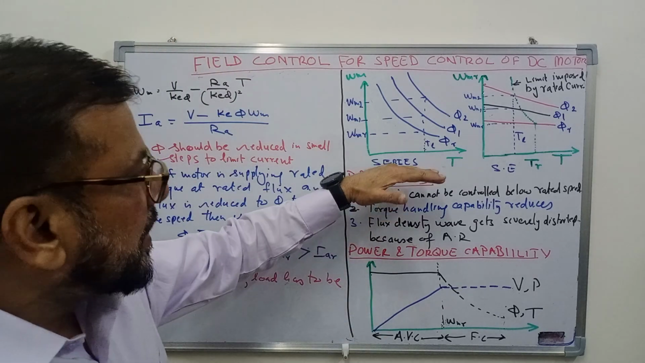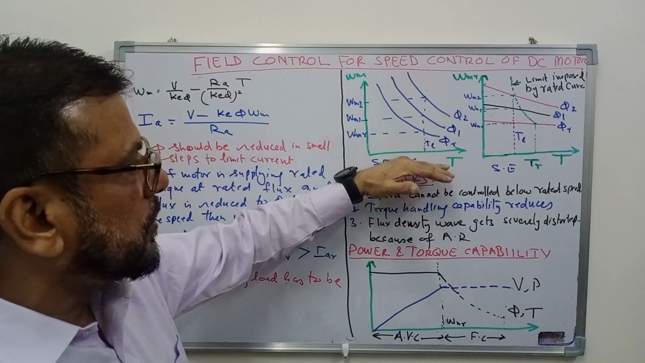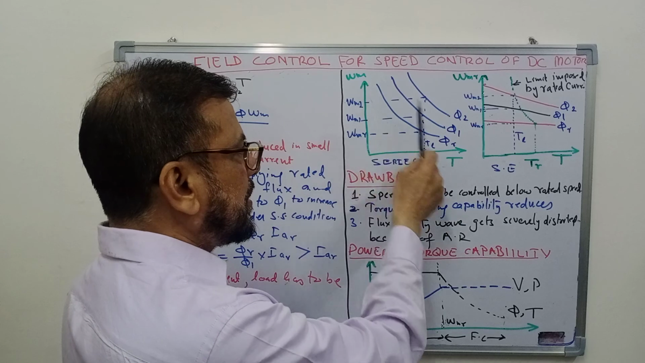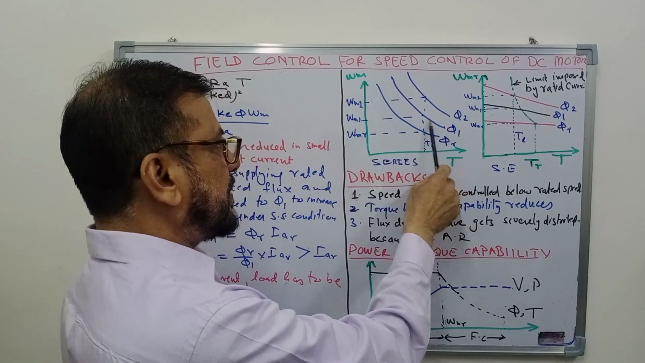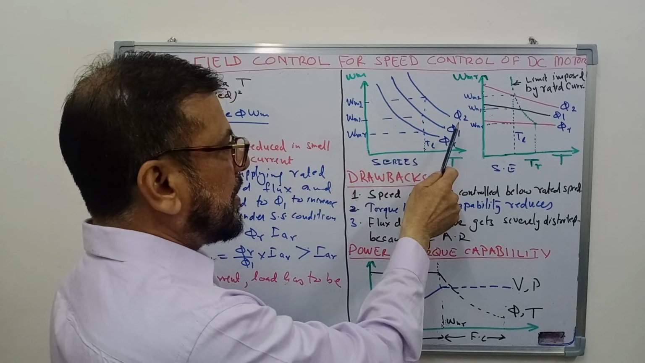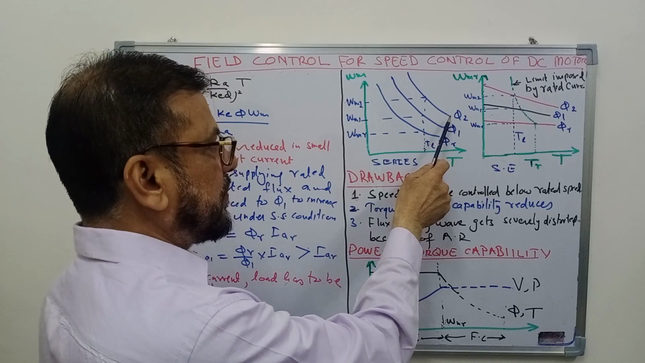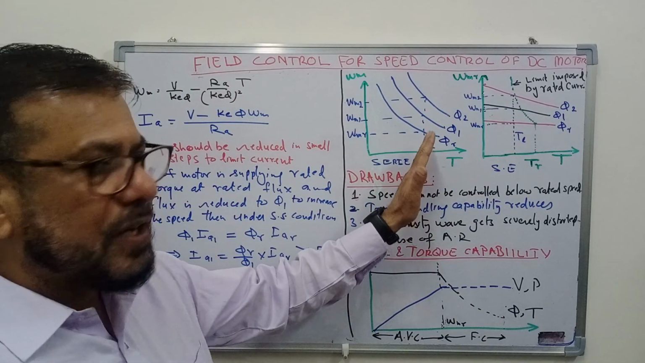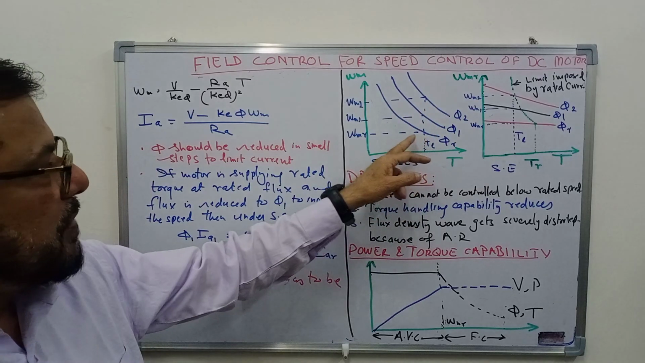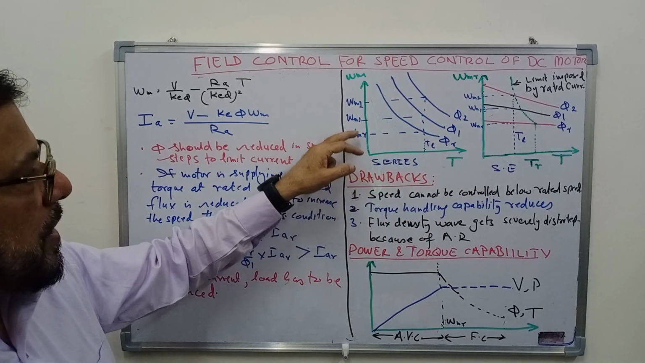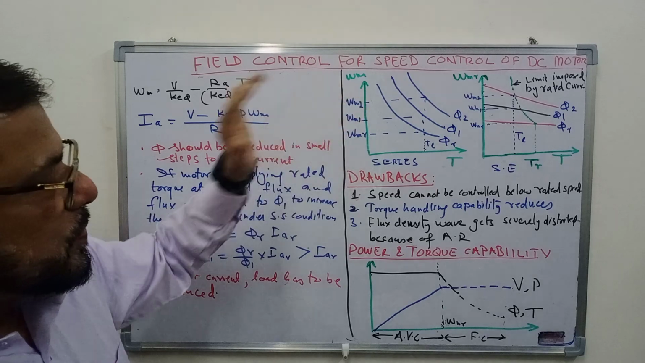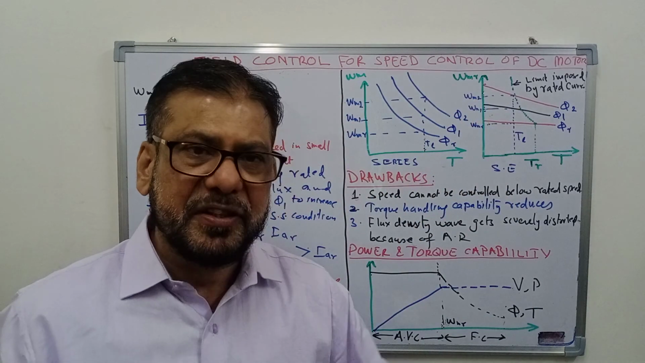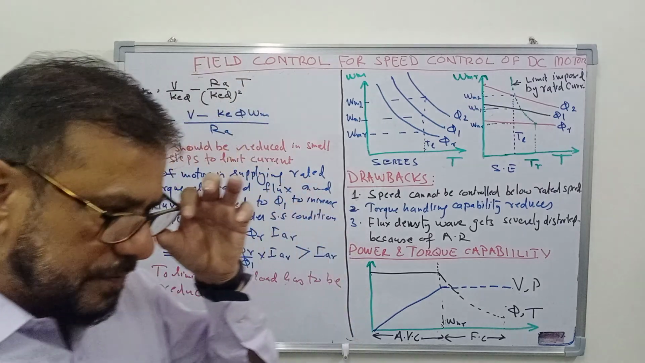And you can see that the characteristics of the DC series motor change like this. For rated flux, this is the characteristic. For smaller flux phi 1, this is the characteristic. And for further smaller flux phi 2, this is the characteristic. If it is supplying a constant torque load, the speed will increase from omega mr to omega m1 to omega m2. So in that way, speed can be controlled by decreasing the flux produced by the field winding.